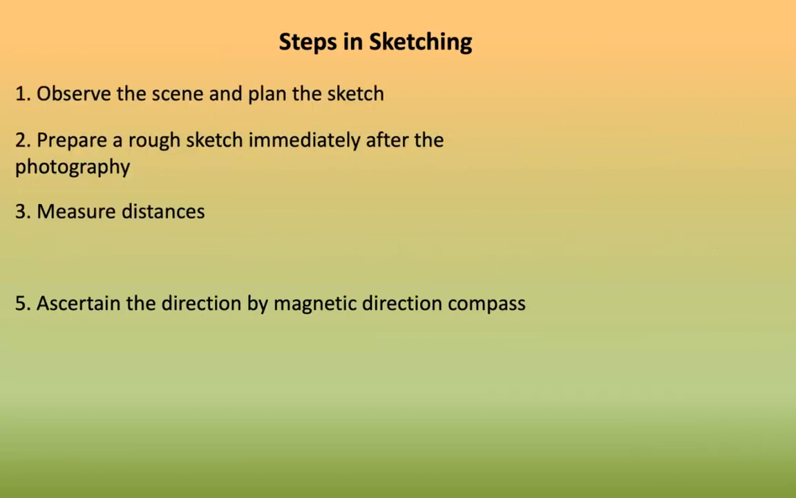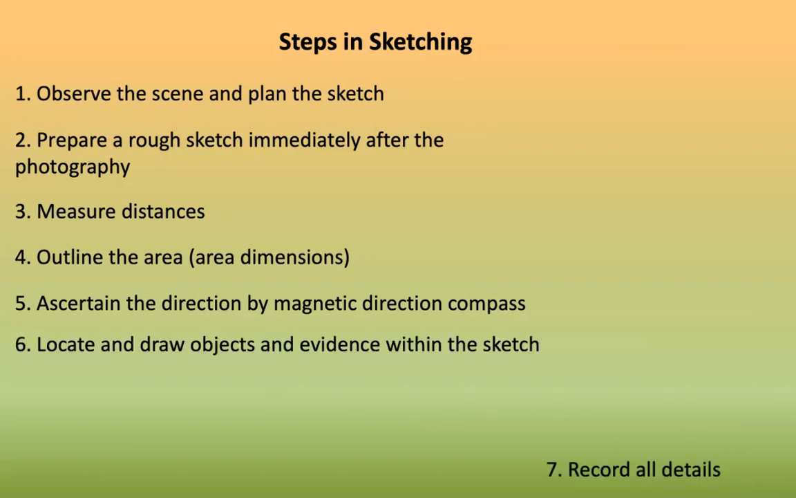Now the steps in sketching are these. Let's say you will first observe the scene. I am again telling you, all these steps happen after the complete set of photography. We have photographed the crime scene, now it's time to sketch. So we will observe the crime scene first, and then plan our sketch accordingly: how many sketches we are going to make, whether only one sketch or two sketches, and which area needs to be zoomed in on, which is the most important area. So we need to take care of all these things.